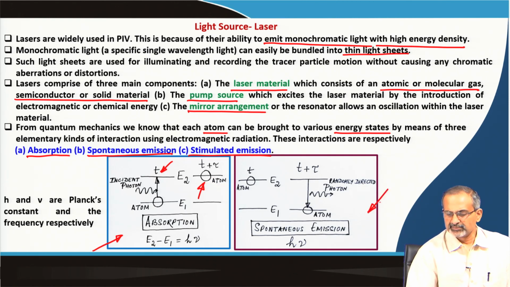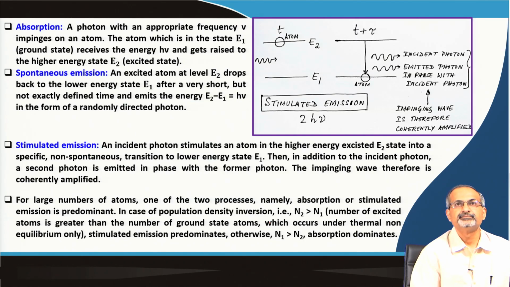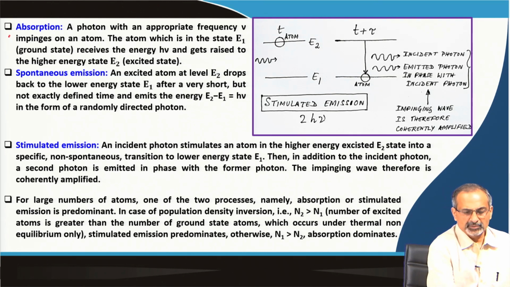In spontaneous emission, the atom from an excited state drops to the ground state, emitting a photon which is randomly directed. And of course, here the difference between the energy levels is given by the product h nu, where h is Planck's constant and nu is the frequency. So, we already talked about absorption and spontaneous emission.